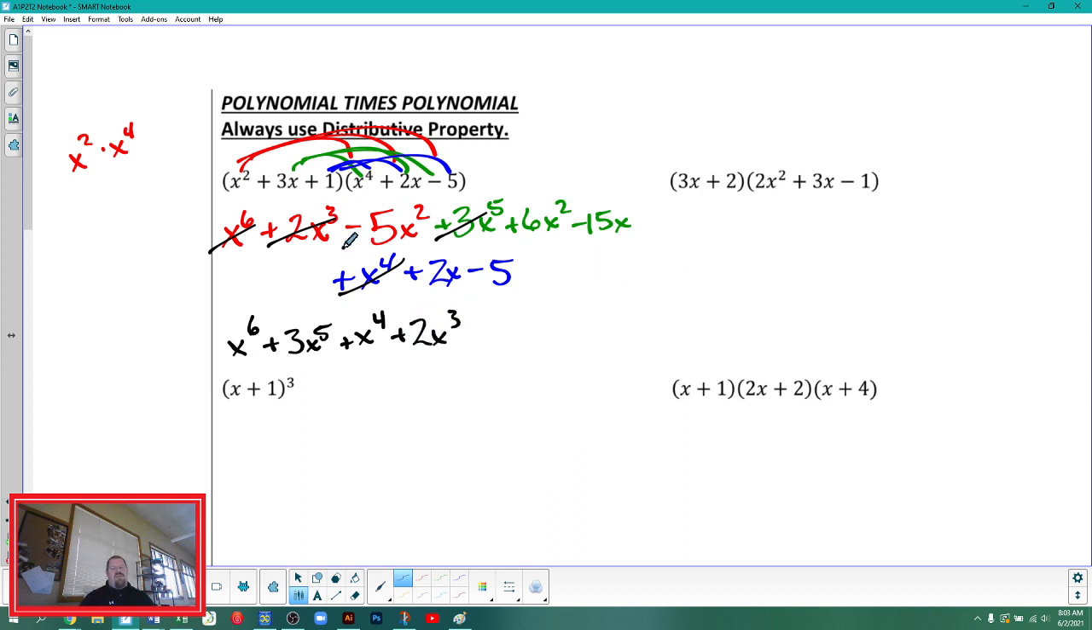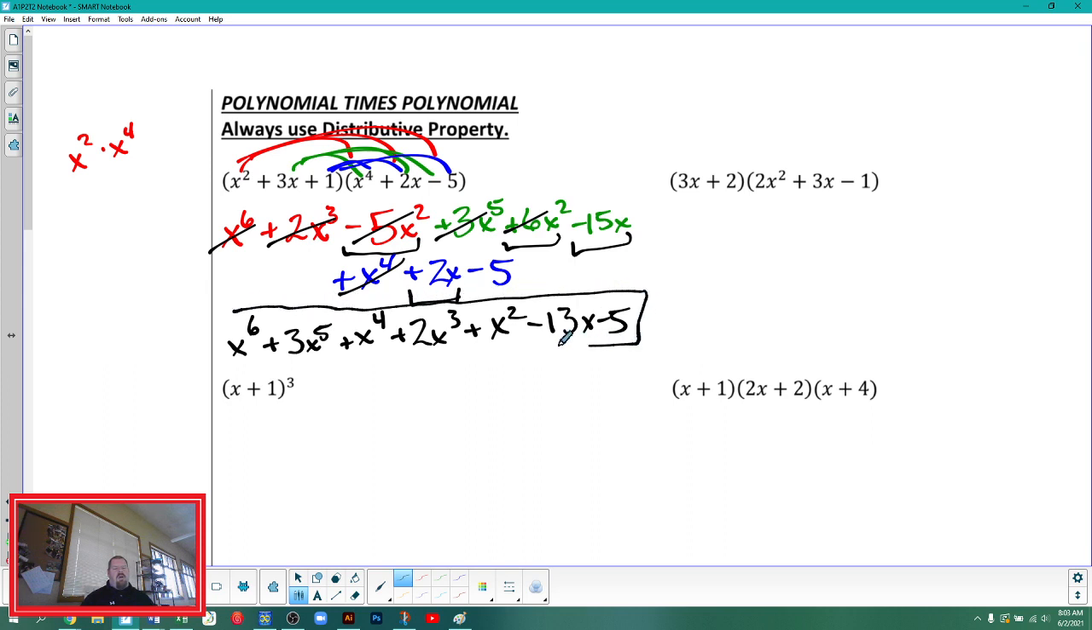There are 2 x squared terms, a negative 5 and a positive 6, so that's going to be 1x squared. There are 2, let me cross those out, there are 2 x terms. Negative 15 and positive 2 is going to be negative 13. And there's 1 constant term of negative 5. What a long, ugly answer, but that is it.